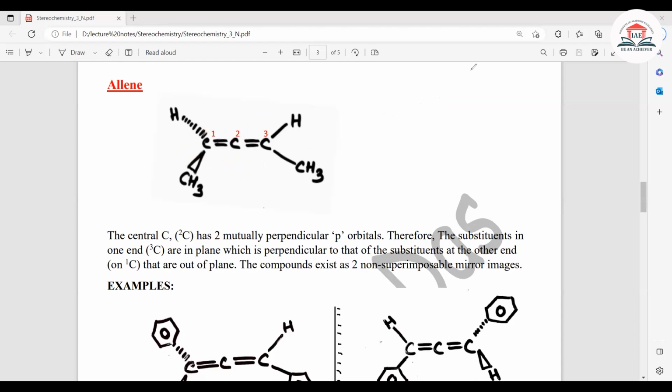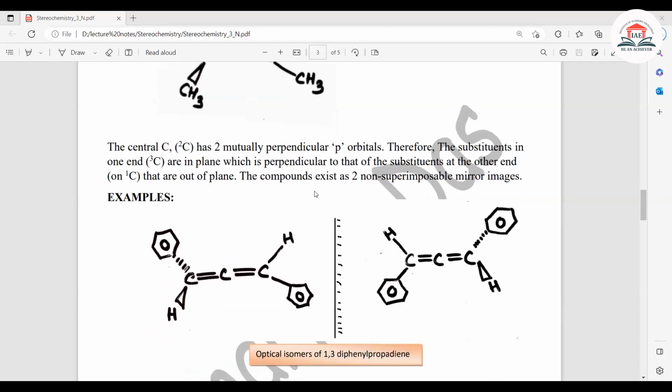If you cut the molecule through the middle in half, on one side you will have hydrogen, and on the other side you will have CH3, right? If you cut the molecule like this, it will not look the same, because on one end it is in plane and on the other it is out of plane. So no way you can find a plane of symmetry or an axis of symmetry through this molecule.